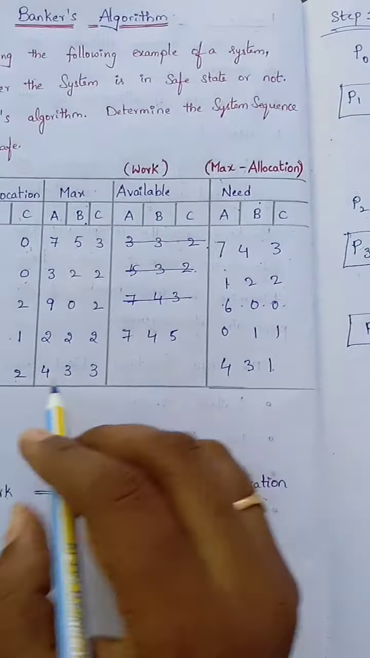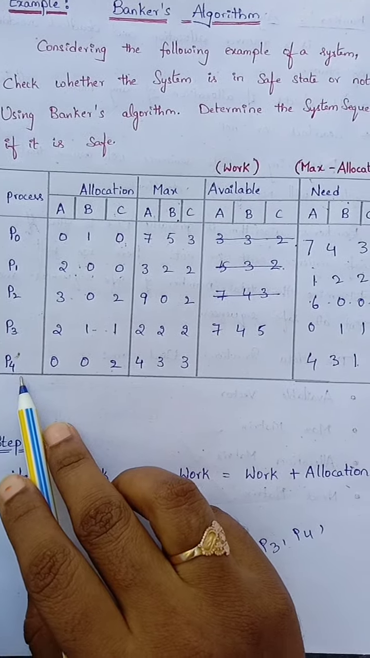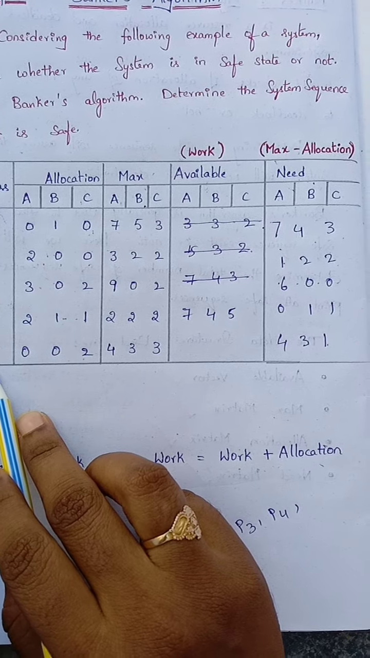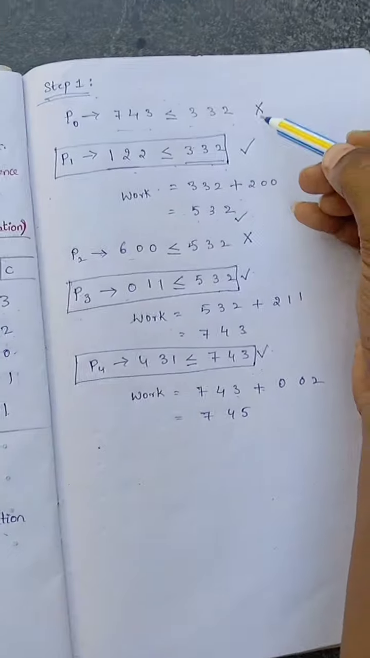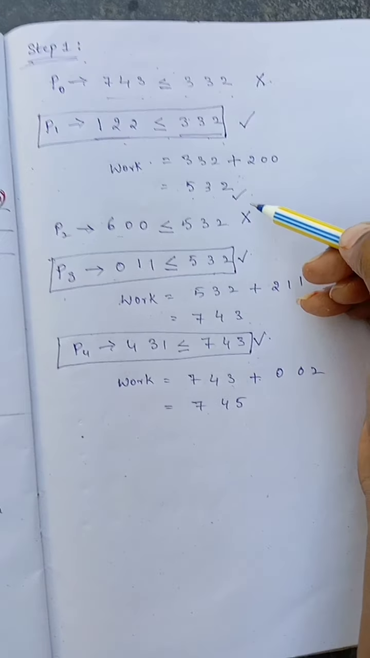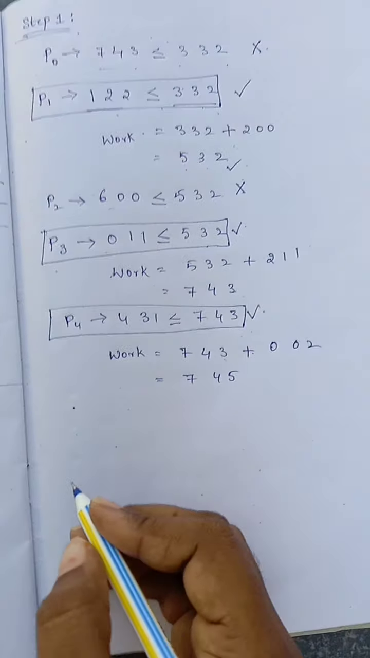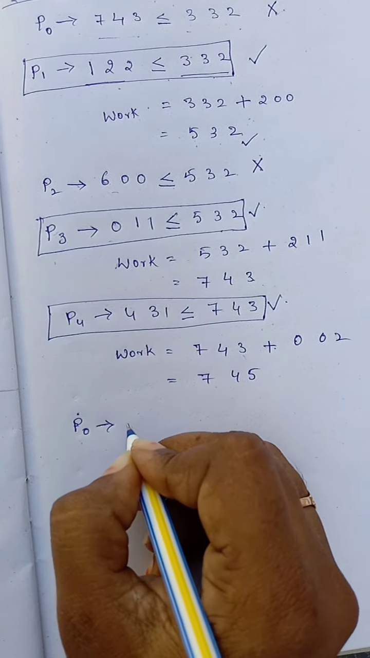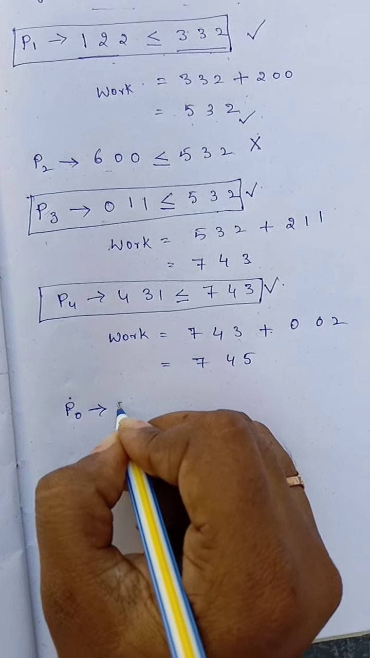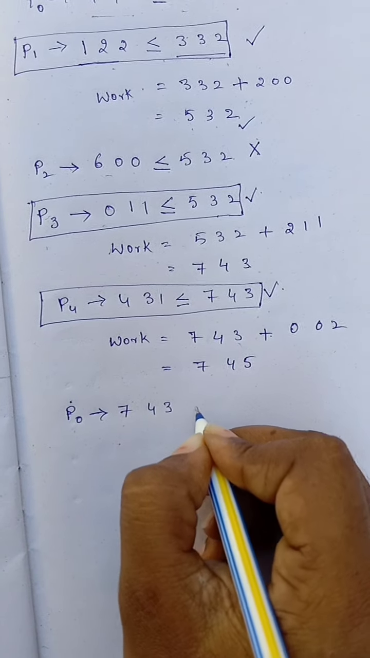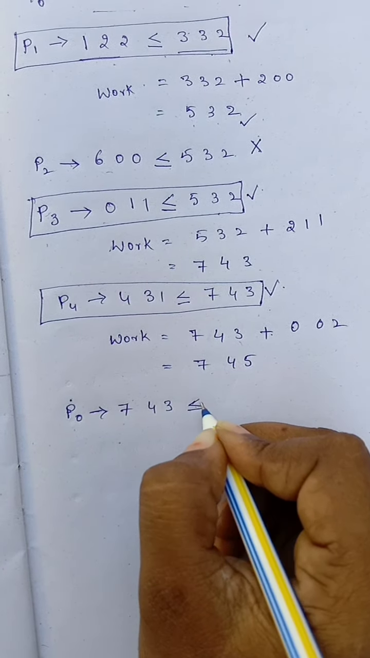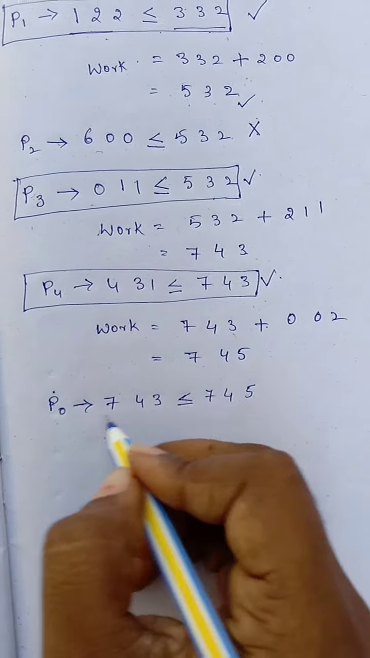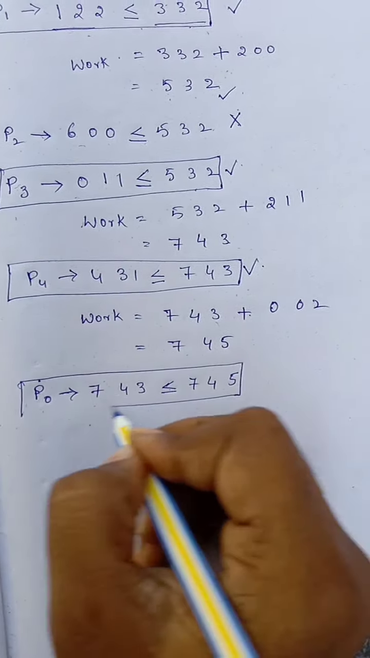So here we have finished up to P4, but the conditions failed for some of the processes, nothing but P0 and P2. So we have to recalculate again. P0 need is 7, 4, 3. Now let us check with the new work, that is 7, 4, 5. Yes, now the condition is true.